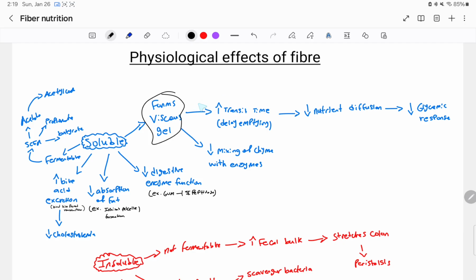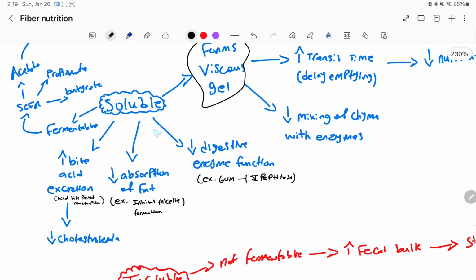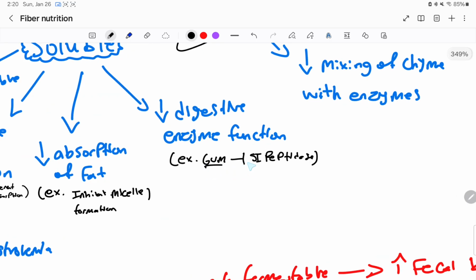Now, that's one thing that this viscous gel-like effect is going to have. The other thing is that it's going to lower the mixing of the chyme, that digesta of food, with the digestive enzymes. So it's going to decrease the interaction between them. Again, that's just because it's getting in the way. Other times, though, soluble fibers can actually decrease digestive enzyme function. For example, gums have been known to inhibit small intestine peptidases. So that's one example of direct inhibition here.